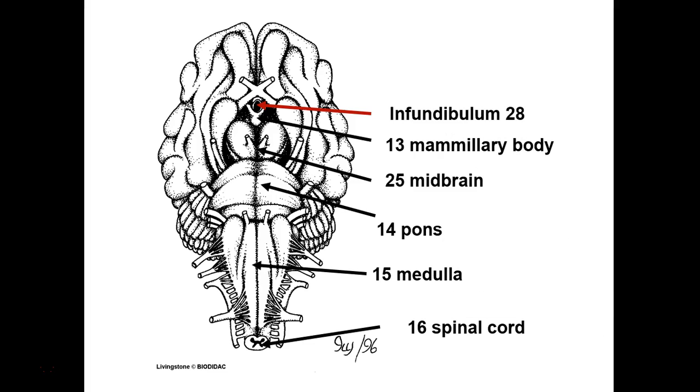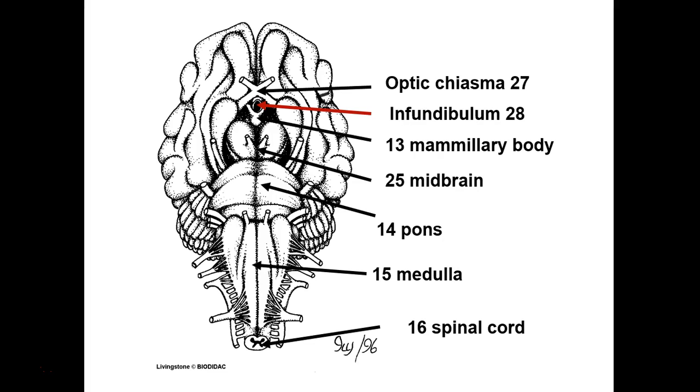Now, on your picture, it looks more like a stalk. On my picture on the screen, it looks more like a hole. But if you can imagine that the pituitary gland was once held to the ventral surface by a stalk, and now all we see is a remnant, a hole. Above the infundibulum, we see the crossing of the optic nerves. That's called the optic chiasma, and it's number 27.